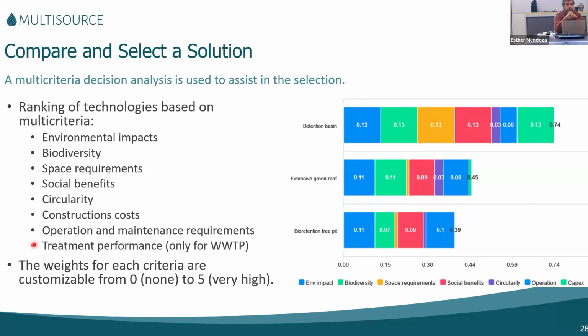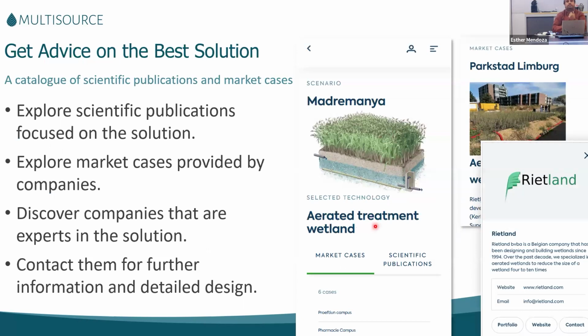And also for wastewater treatment solutions, we also compare using a criterion which is treatment performance. Maybe the user is only interested in BOD, but we also compare the solutions on whether they are able to remove nitrates or ammonia or pathogens or any other pollutants. And also the users can weight these criteria on a scale from 0 to 5, from this criterion is not important to me to this criterion is extremely important to me or very high. And then they get one score for each solution. As I said, then they can select the one with the highest score or another solution that fits better for their scenario. Once the solution is selected, the tool provides advice on this best solution, no?